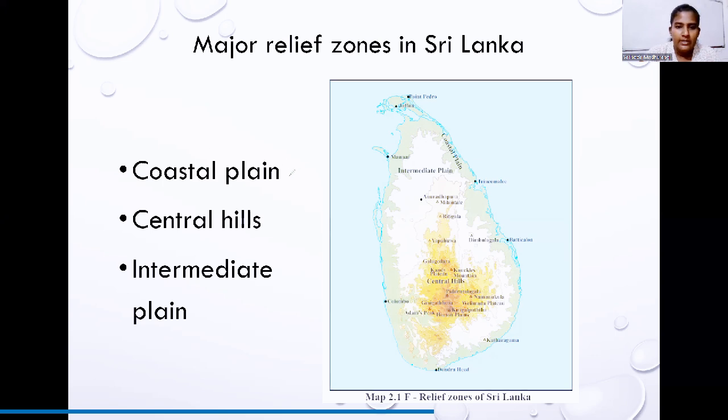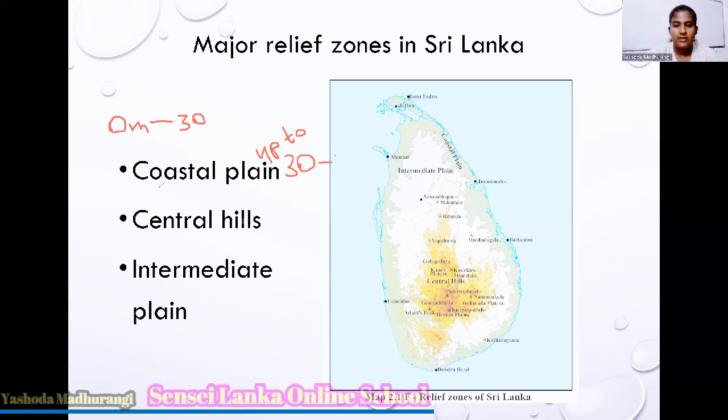Coastal plain means up to 30. Up to 30 means from 0 up to 30. 0 means 0 meters, that means the sea level. And up to 30. That is a very low height. That is the coastal plain.